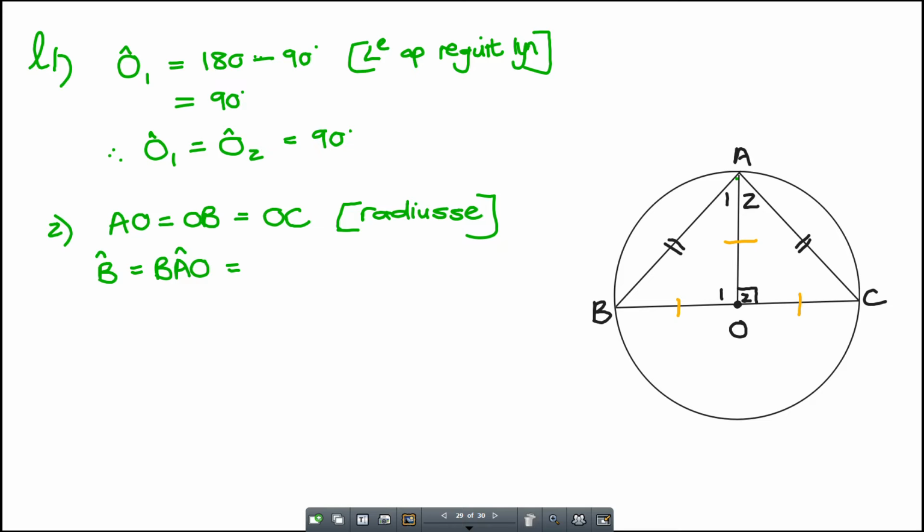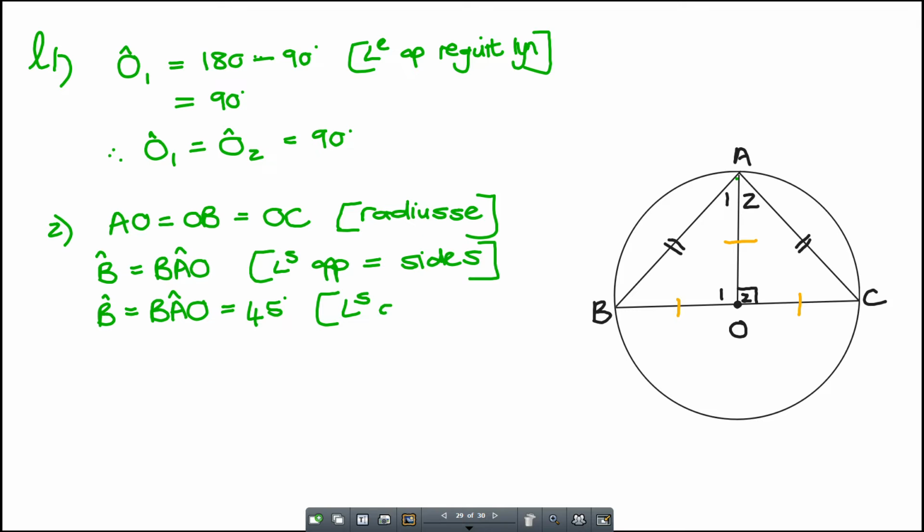En hoeveel gaan elkeen van hulle wees? 45 grade, of kom ons sê eers net so, want that was angles opposite equal sides. Hoeke teenoor gelyke sye. So ek weet daai twee hoekies gaan dieselfde wees, want dit was mos 'n gelykbenige driehoek. Dan kan ek sê, hulle gaan albei wees 45 grade. Why? Because it was angles of a triangle. Hoeke van 'n driehoek.